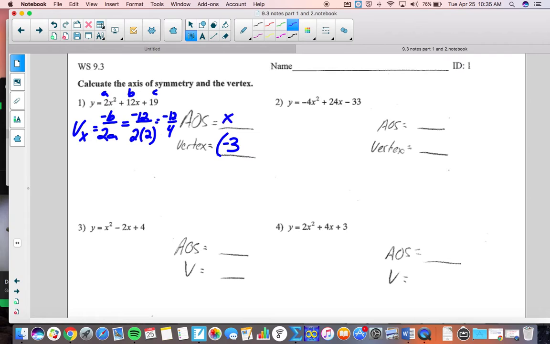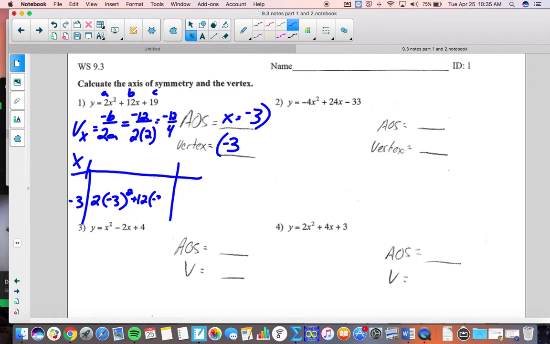So we know the x value of the vertex is negative 3. We also know our axis of symmetry is at x equals negative 3. So then we just go and make a table and put negative 3 in for our input and substitute in negative 3 everywhere we see x in that equation. Make sure you put parentheses around this. If you don't, you will get a wrong value.